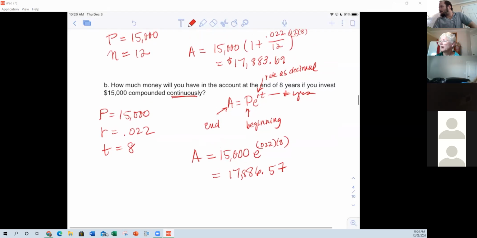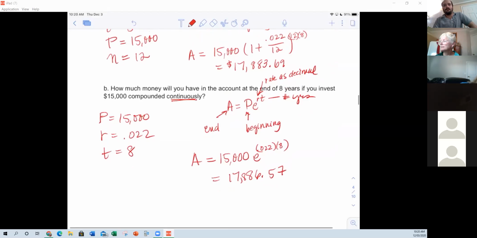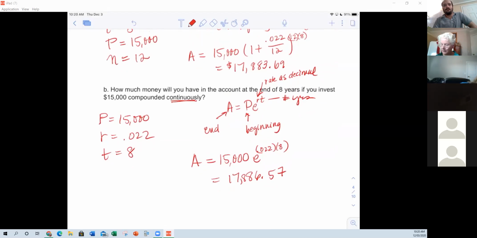No matter how many times you compound it, infinitely many times, you'll never get more than this at that interest rate. You can see that this is actually not much more than compounded monthly. Where this starts to make a difference is when you start working with really large sums of money.